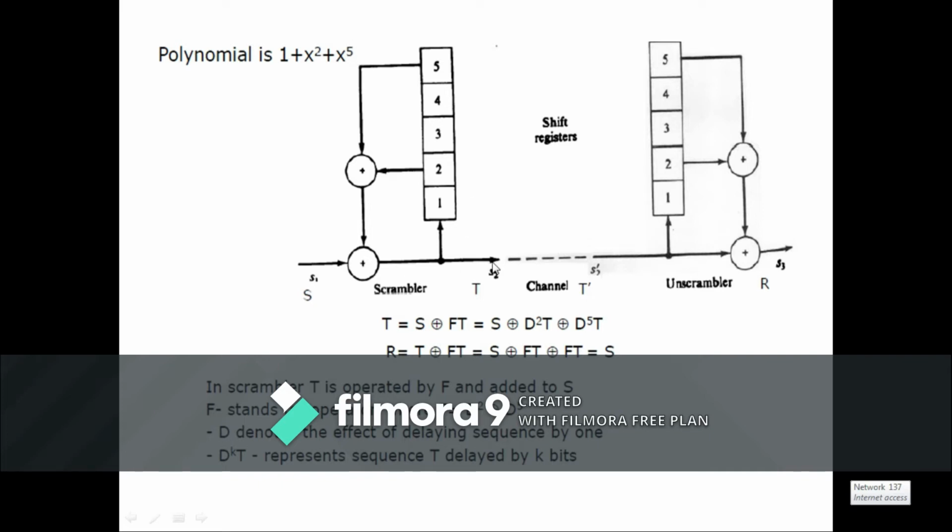Therefore, for the scrambler as well as the unscrambler, there are the feed forward register and the feedback register, which consist of 5 registers, each able to store a single bit. In the scrambler, T is operated on by F and added to S, where F stands for the operator, F equal to D squared modulo addition D to the 5. D denotes the effect of delaying the sequence by 1, and D to the K of T represents T delayed by K bits, since there are 5 bits.